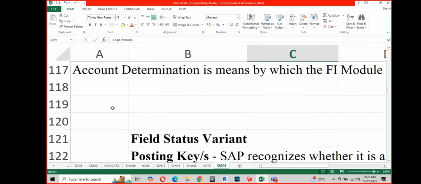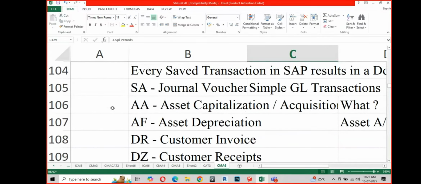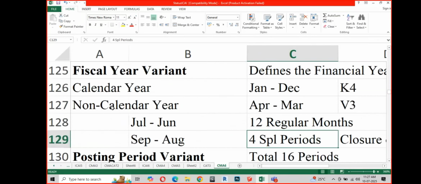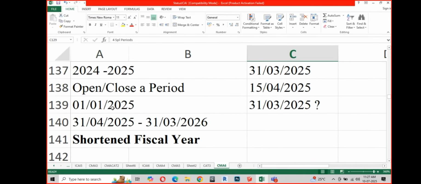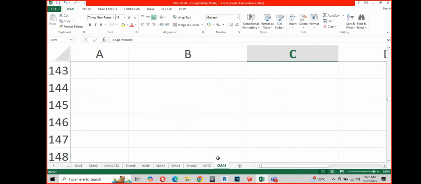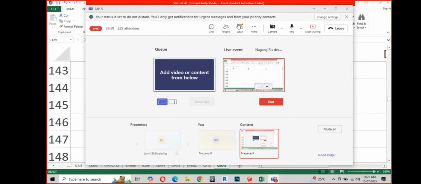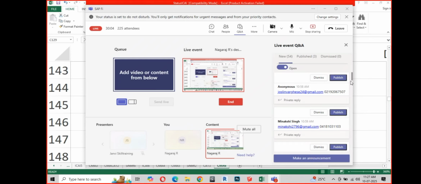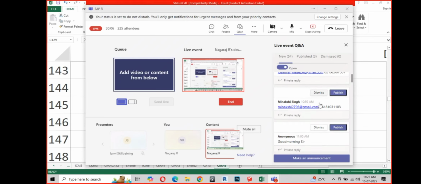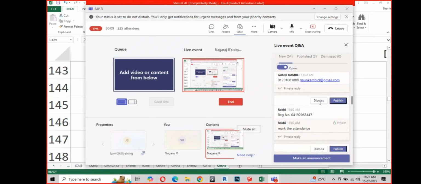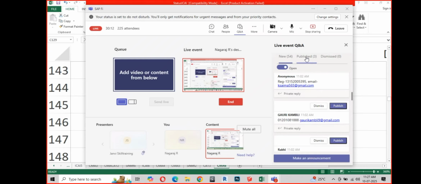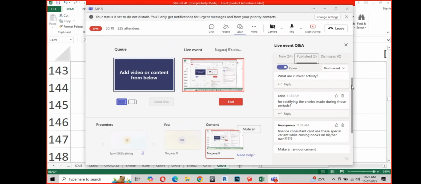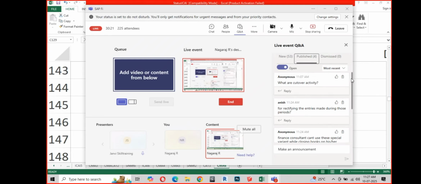So did we miss out on anything? Anything to be revised? Just a moment. I'll look at the Q&A. So in the published section, you can see the questions published. Okay, for rectifying the entries made during those periods. Okay. What are cutover activities? Okay.